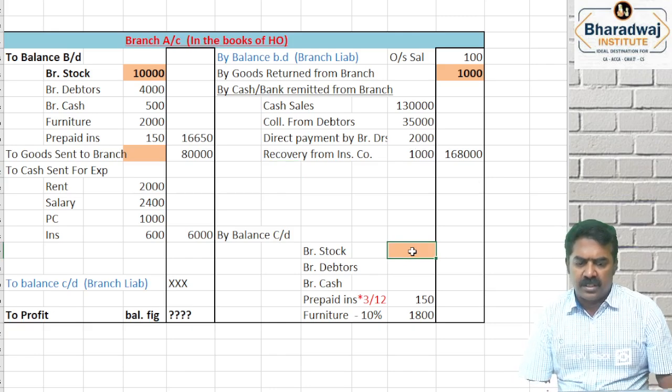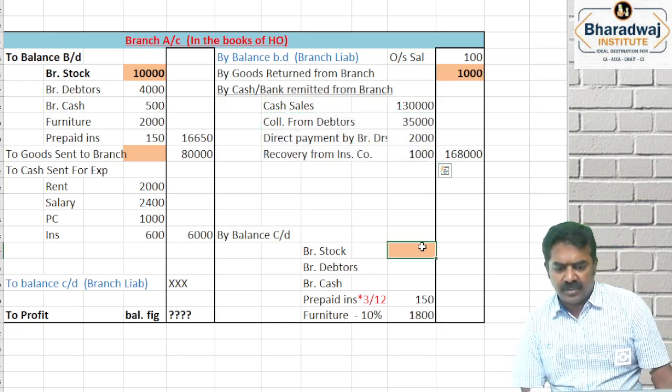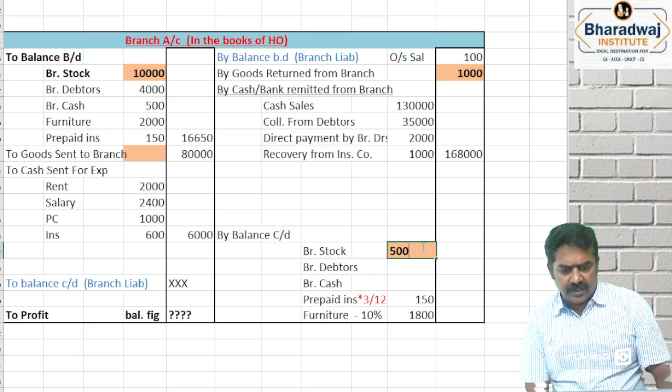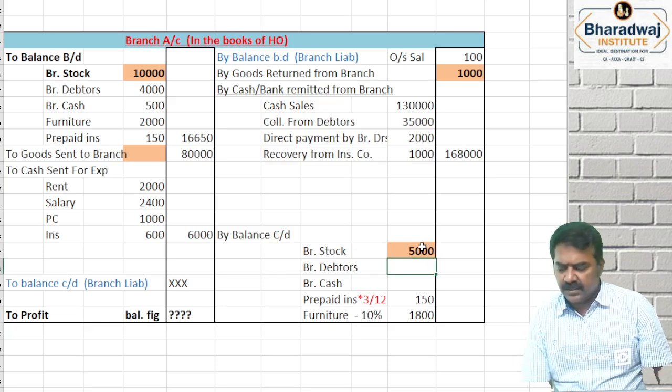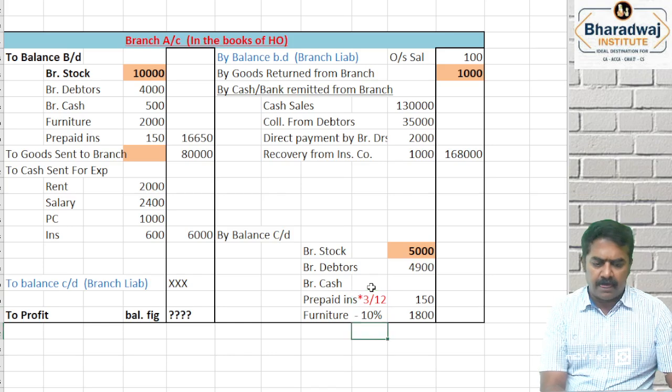I hope closing stock is given. All these are from branch or on behalf of branch. What is the closing stock? Here, both. What is the closing stock? 5,000. Closing debtors? 4,900. Petty cash is not given, that we need to work out.